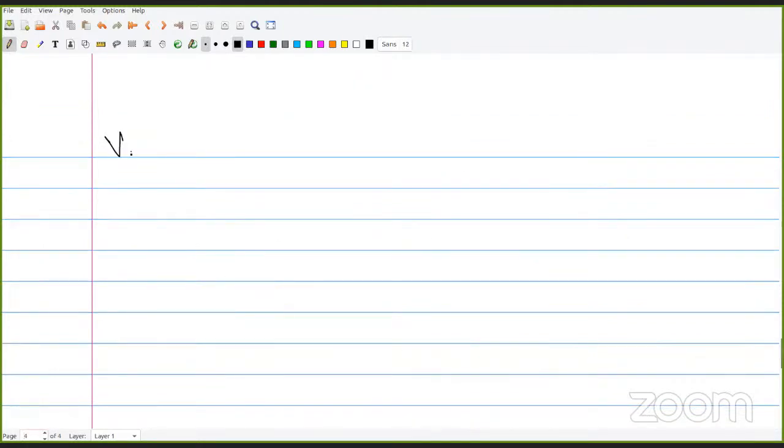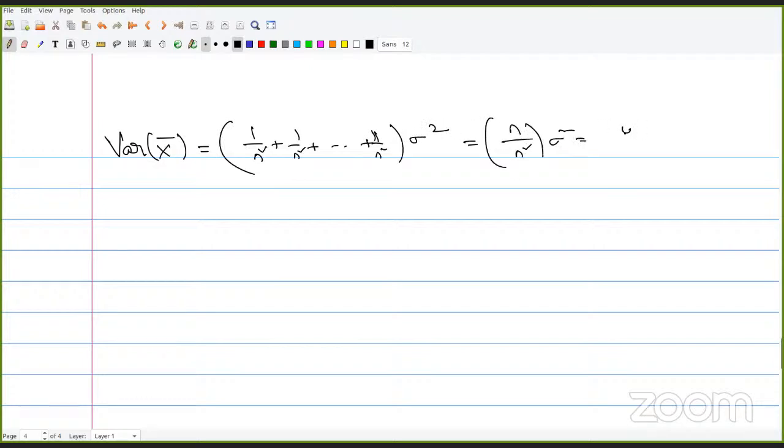Similarly, you can talk about the variance of x bar, which is nothing but 1 by n square plus 1 by n square plus and so on 1 by n square, times sigma square. So this will be n by n square of sigma square, which is sigma square by n. And what else are we left with?